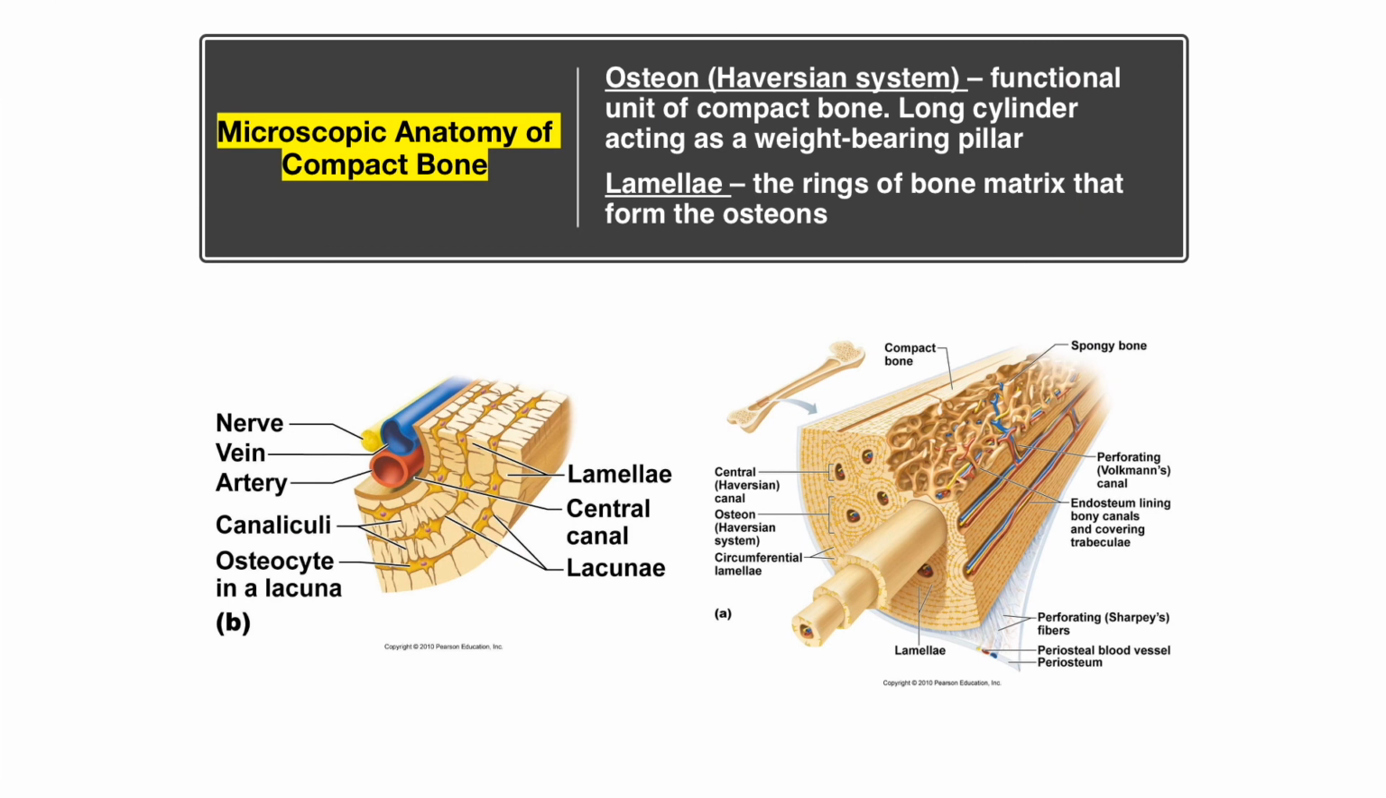We have a more microscopic view of compact bone, and within it we have something called an osteon, which is also referred to as a haversian system, okay? Now, osteons act as a weight-bearing pillar, so they allow us to withstand any force, all right? And there are numerous amounts of these osteons, okay? They are long and cylindrical in shape, so there's another term called lamellae. Now, these are the rings of bone matrix that form the osteons, all right?